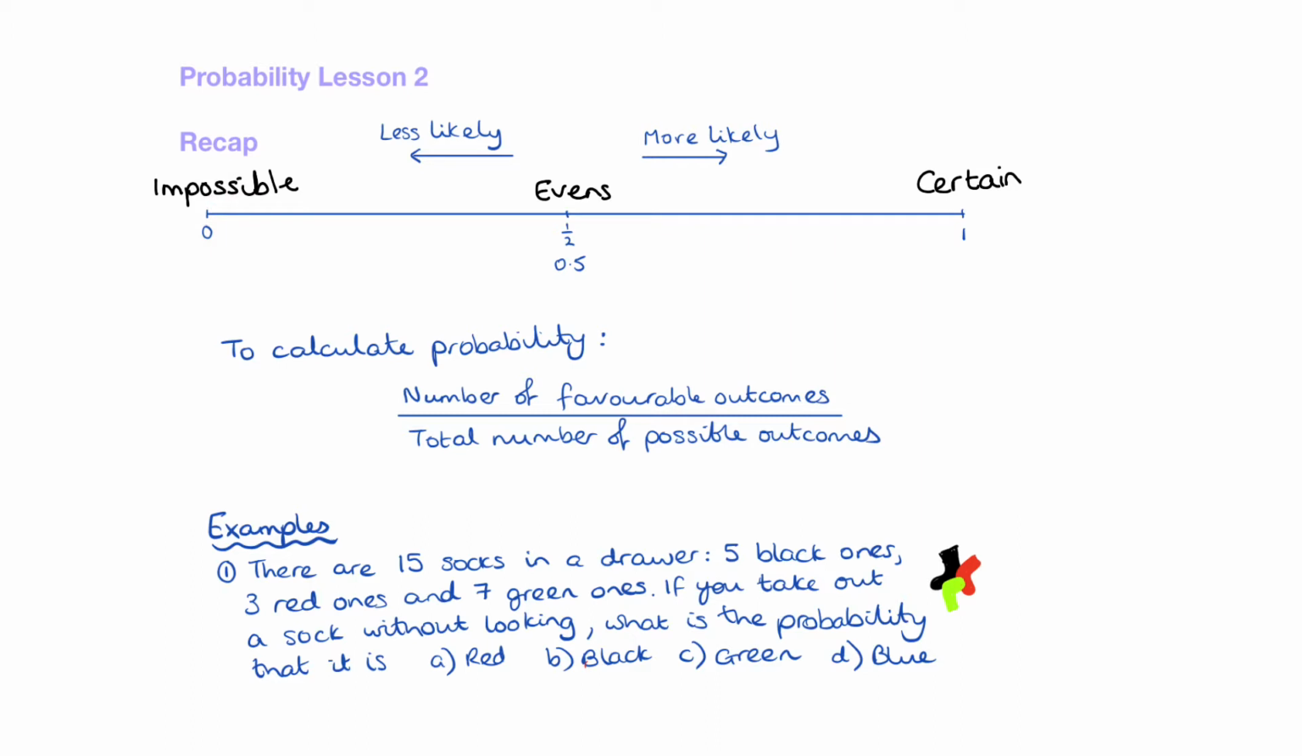Okay? If it was here on the number line, if it was just a bit less than a half, then it would be slightly unlikely. Slightly less likely to happen than not.